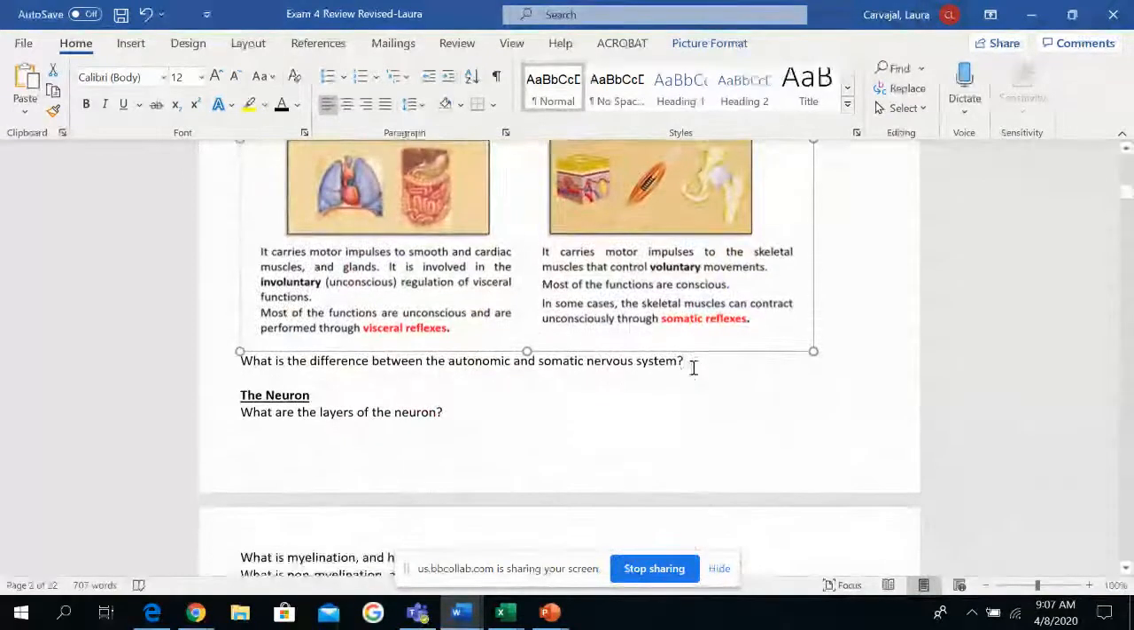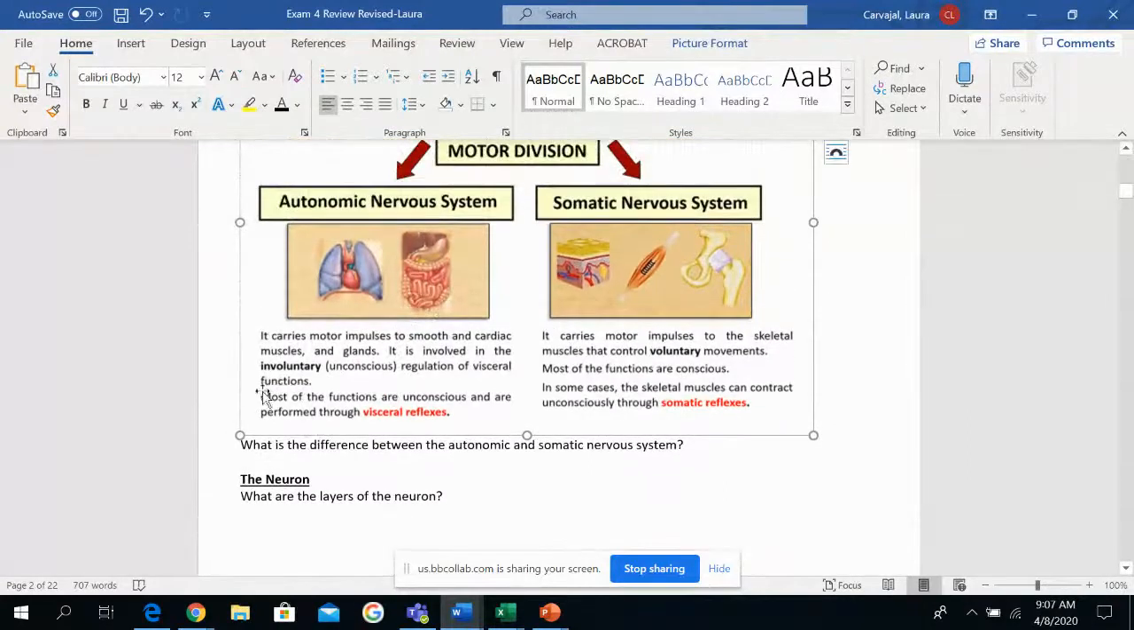Okay. What is the difference between the two? The main difference is that one carries out involuntary actions such as breathing, heart rate, or the muscle contraction within your heart, and the other carries out things that you actively control. So if you want to stretch your arms, that's your somatic nervous system going into play because you are telling your arms to stretch out.